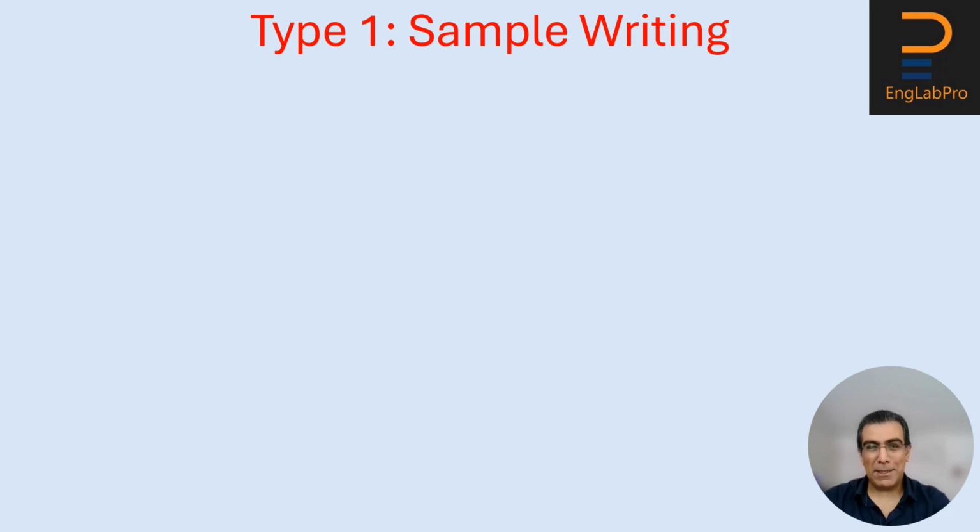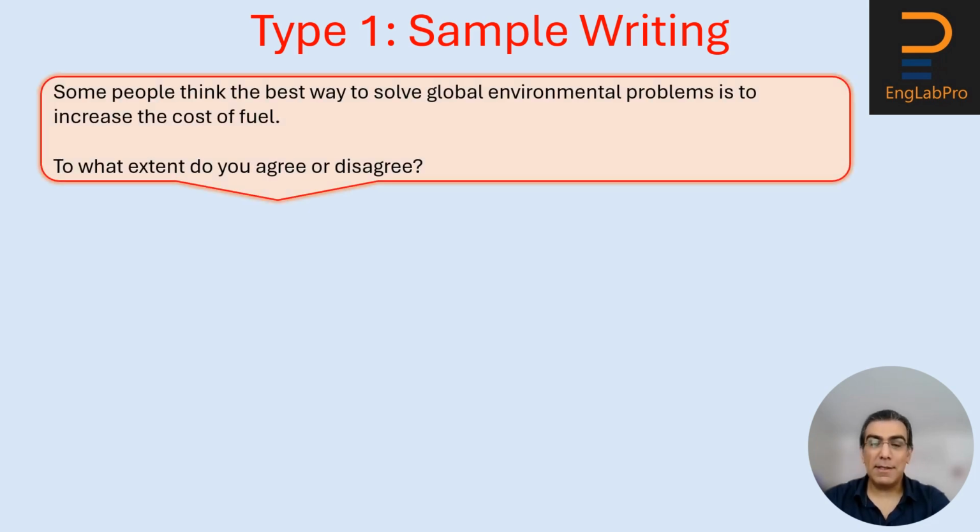Here we're going to take a look at an example question, and then we are going to do a brainstorming of the ideas related to this topic. I will tell you what I mean by brainstorming. And then on the next slide, we will take a look at an example for this topic, and you will see how you should write in order to get 6. Well, let's begin. Well, this is a question that you've already seen. Let's read it again. Some people think the best way to solve global environmental problems is to increase the cost of fuel. To what extent do you agree or disagree?